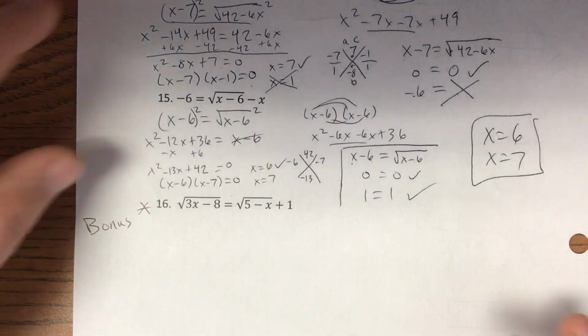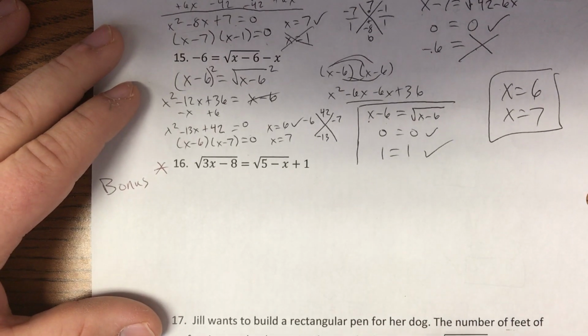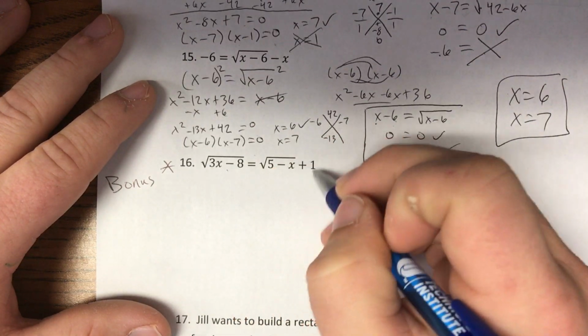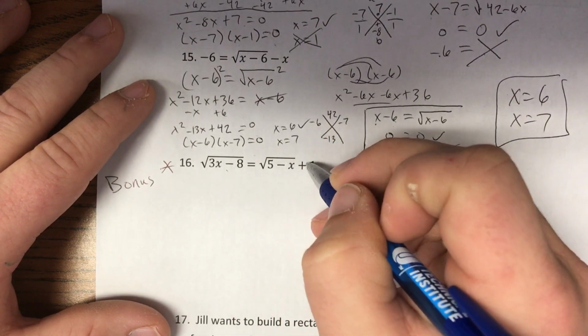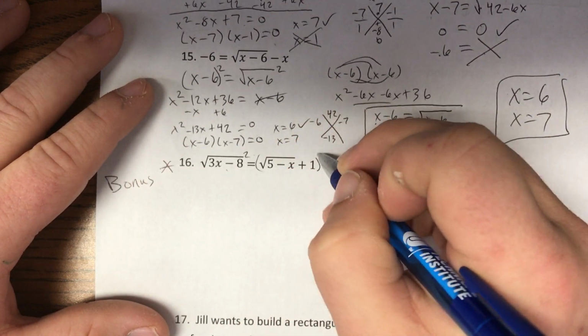All right, now back to that bonus problem. This is going to be like a bonus because it is a little bit more challenging. We're going to actually have to square a couple times on this one. I can't do anything with this plus 1. I can't add it into the radical. I can't subtract it over here. And so we're going to go ahead and square both sides.